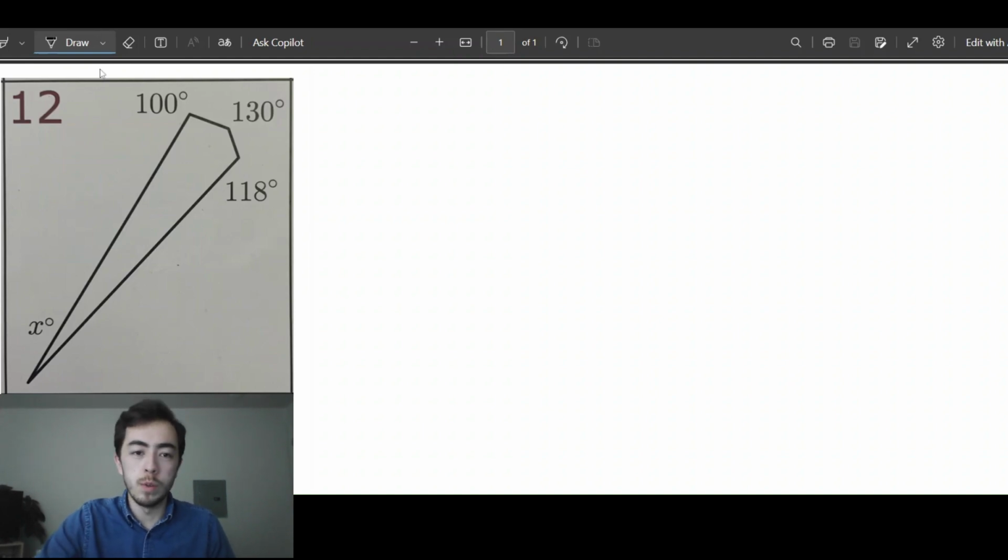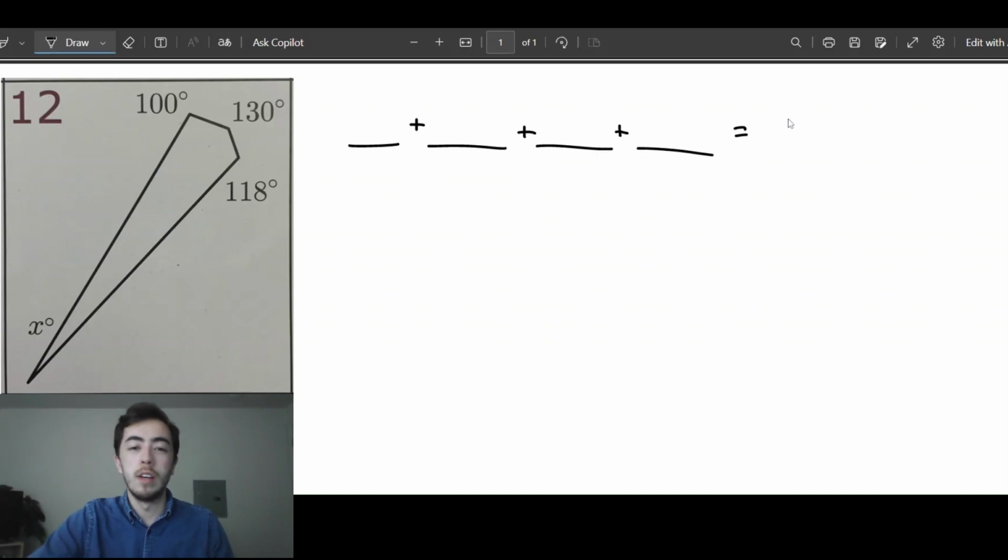Basically, I'm going to use the interior angle sum theorem, which states that all of the interior angles of a polygon are going to sum up to some multiple of 180. And for quadrilaterals, or four-sided shapes that we see here, specifically it's going to be 180 times 2.